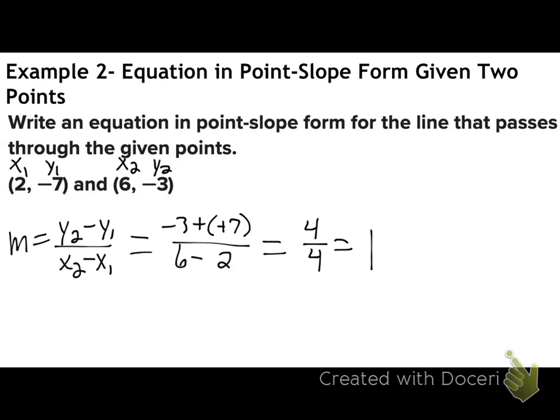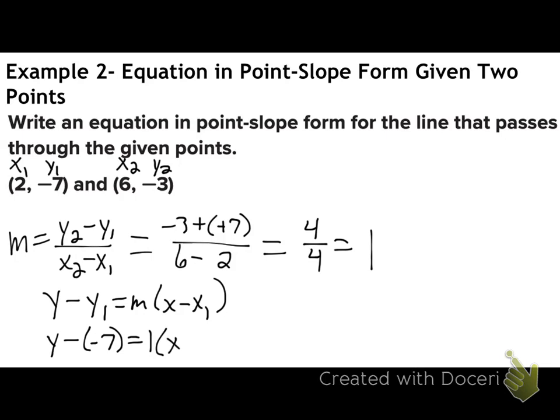Okay? So let's use the first ordered pair. We're creating an equation in point slope form. So remember, x1 and y1 are just the x and y values from the ordered pair. m is just my slope that I found. So if I'm using the first ordered pair, I get y minus what? -7 equals 1 times x minus 2. The x value from the ordered pair, right?